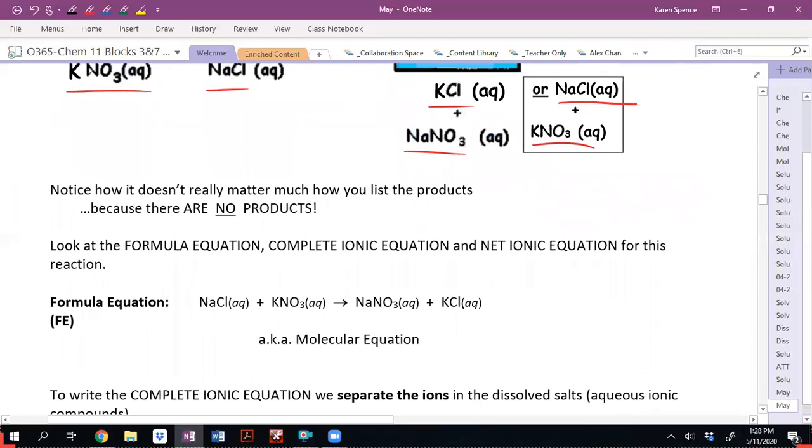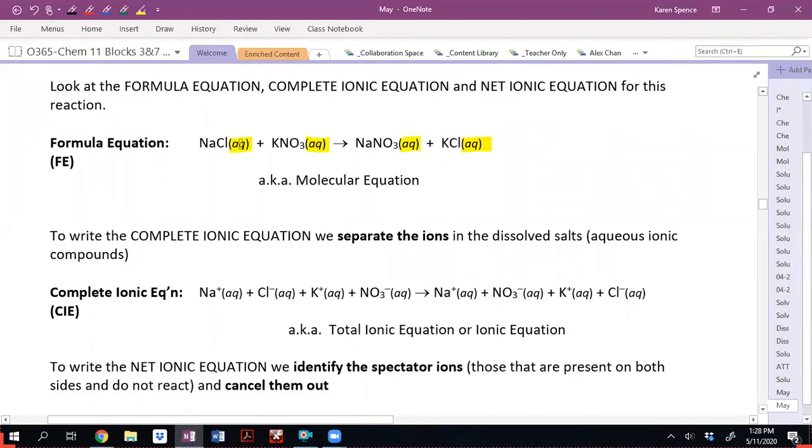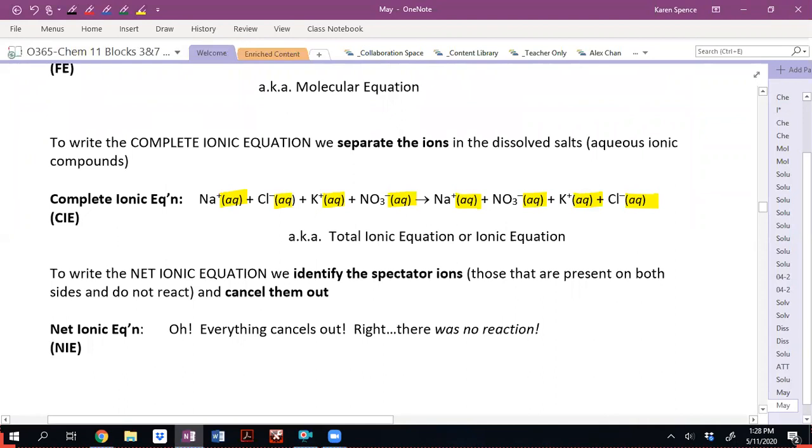Okay, so what would happen if we actually wrote a formula equation for this? Everybody would just be aqueous. NaCl aqueous, aqueous, aqueous, aqueous. So if we write our complete ionic equation, everybody who's aqueous breaks apart. Na aqueous, Cl aqueous, K aqueous, NO3 aqueous. Oh, look, nobody changed. So to write the net ionic equation, we would write the spectator ions and cancel them, but everything cancels out. So there was no reaction.